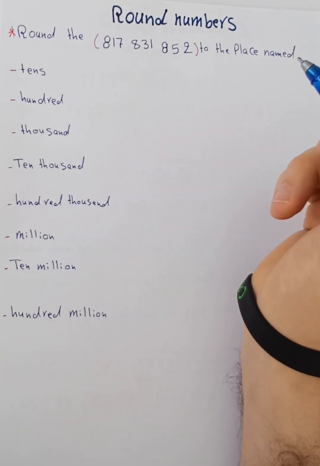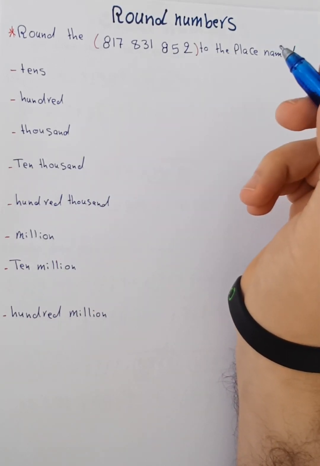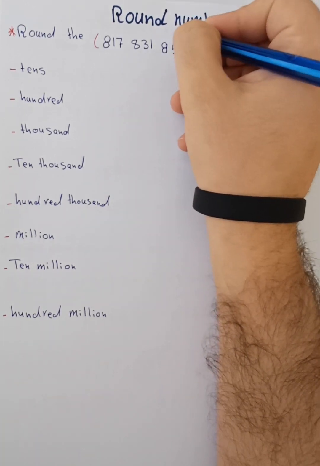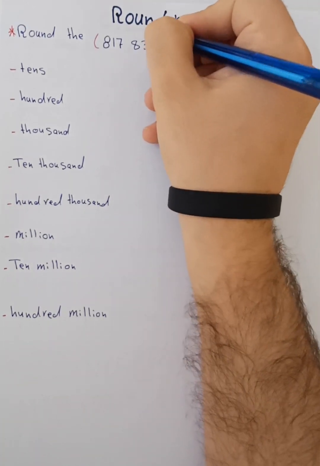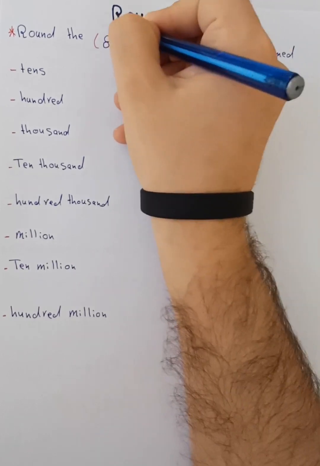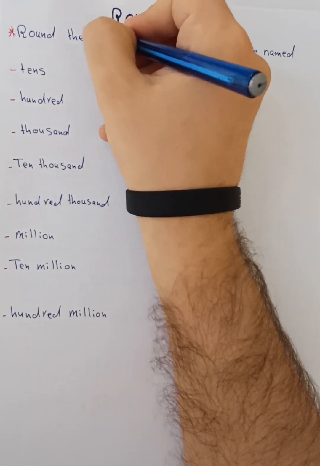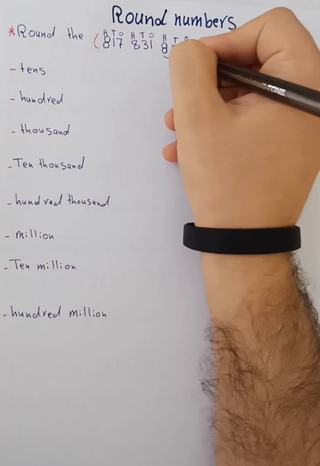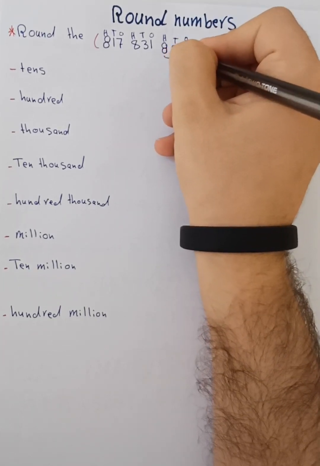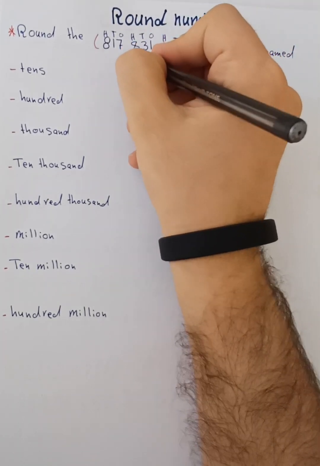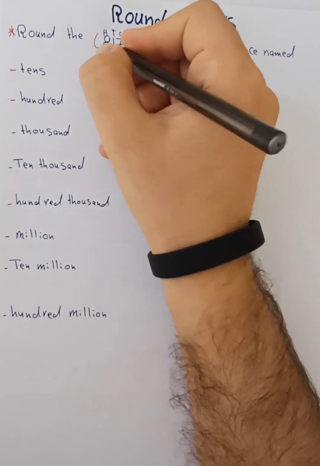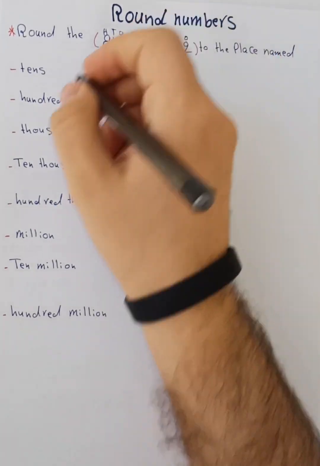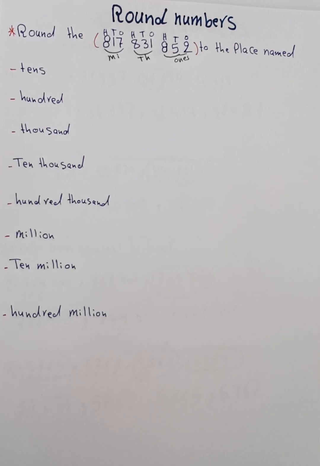First, we have to identify the place value for each digit. Ones, tens, 100, ones, tens, 100, ones, tens, 100. After that, these 3 numbers become ones, and these 3 numbers become 1000, and these 3 numbers become million. So the first thing is we have to round these numbers.